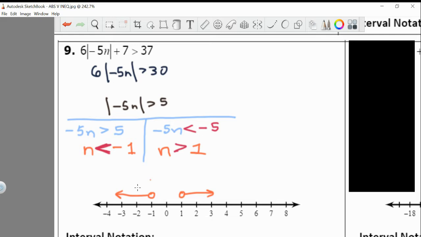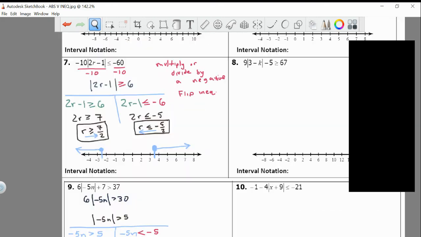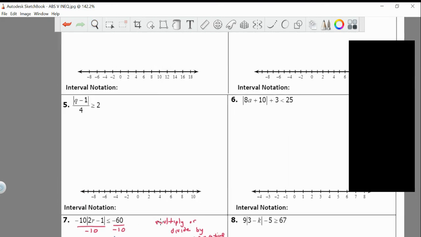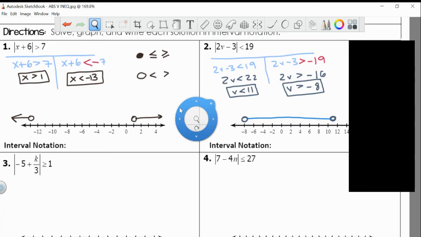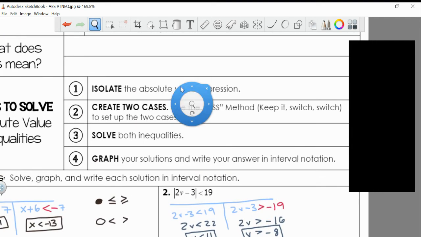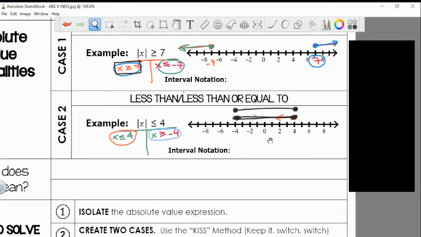Now, there's one other thing. As you can see underneath here, we have interval notation. Interval notation is another way to write what is on the graph, except you're going to be writing it using intervals. The way you want to think about intervals is from where you start to where you finish. So let's start with number 2.